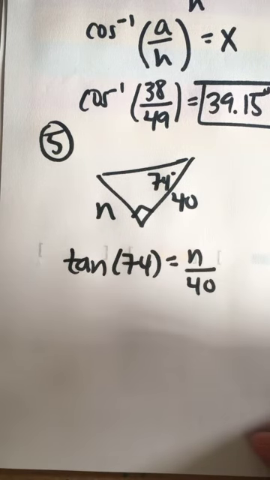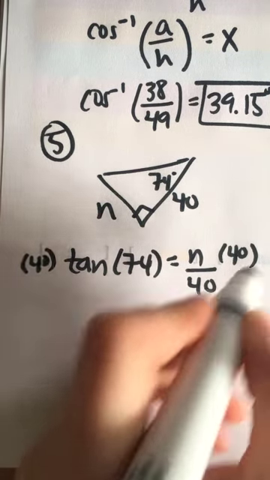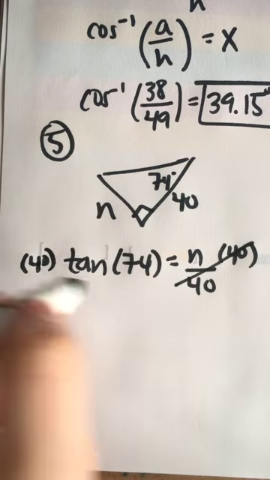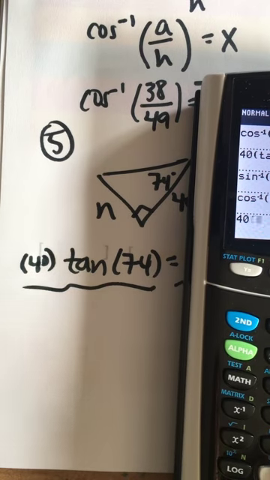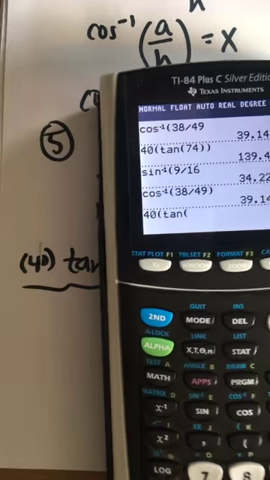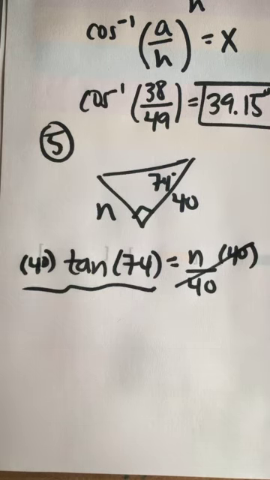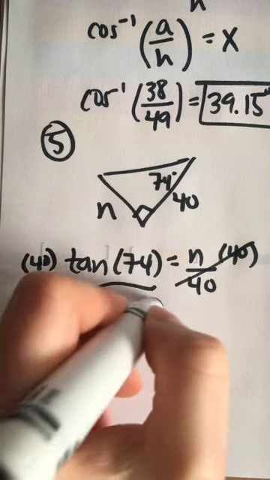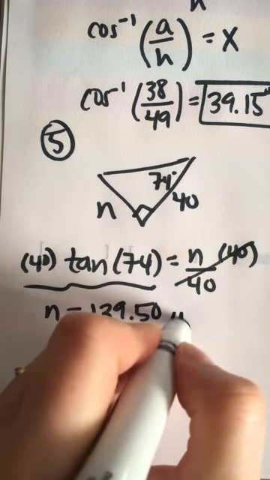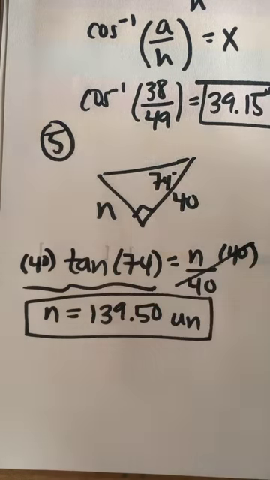I want to get the n by itself, so I need to undo that division. So I'm going to multiply by 40 on both sides. 40 divided by 40 makes 1, and this whole line gets typed into my calculator. So I'm going to be typing 40 times, hit my tangent button, and then do 74, close out my parentheses, hit enter. So I should end up with n equals 139.50. This is a side length, so whatever units we were using, you would tack those on to the end value. All right, and moving on to 6.